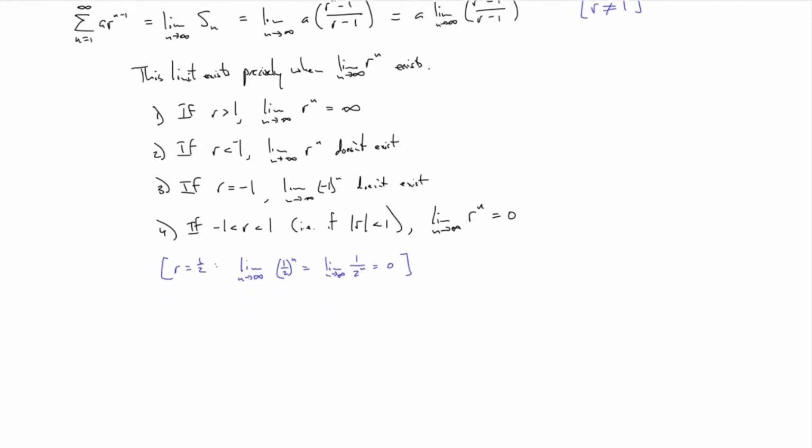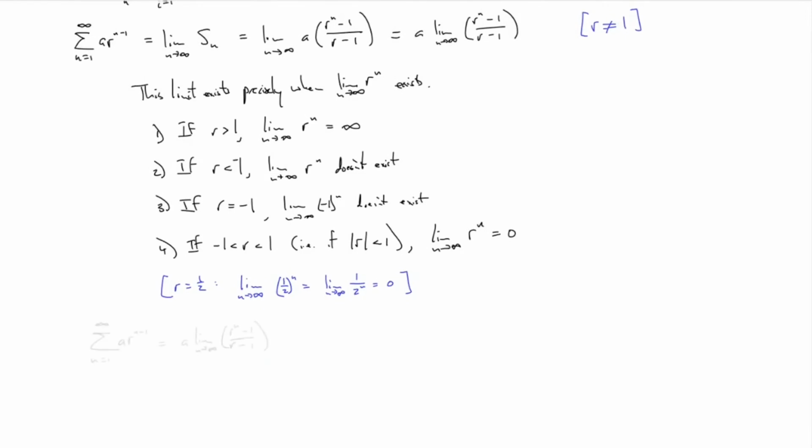And let's make a little room. We already have from above that the series sum from n equals 1 to infinity of a times r^(n-1) is equal to a times the limit as n goes to infinity of (r^n - 1) all over (r - 1). And if the absolute value of r is less than 1, then that limit as n goes to infinity of r^n is equal to 0. So you get this expression right here, which simplifies to a over 1 minus r.